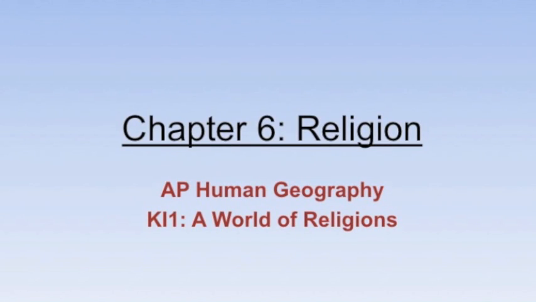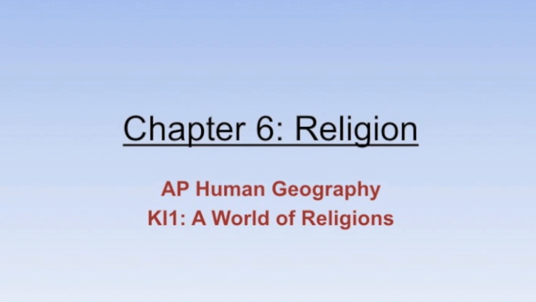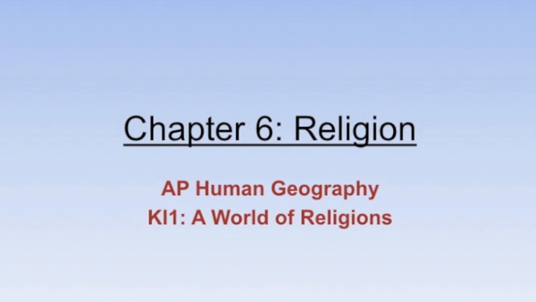All right, so we're going to begin with the religion chapter, and this is chapter 6. We're going to be looking at different religions that are found around the world, as well as where they were founded and where they're distributed today and how they diffused over time. This is going to be one of our cultural chapters that we're going to be covering.